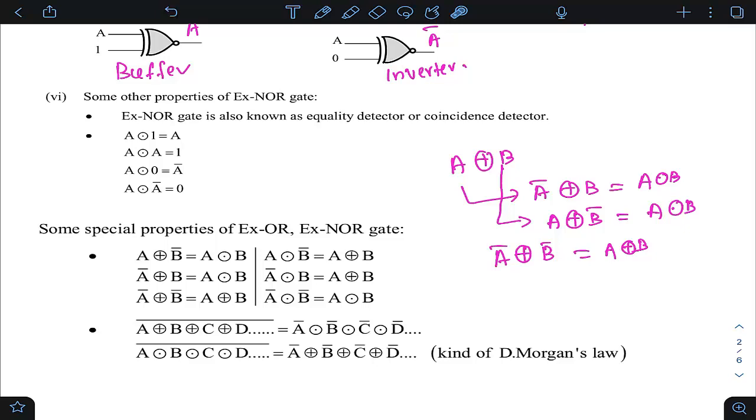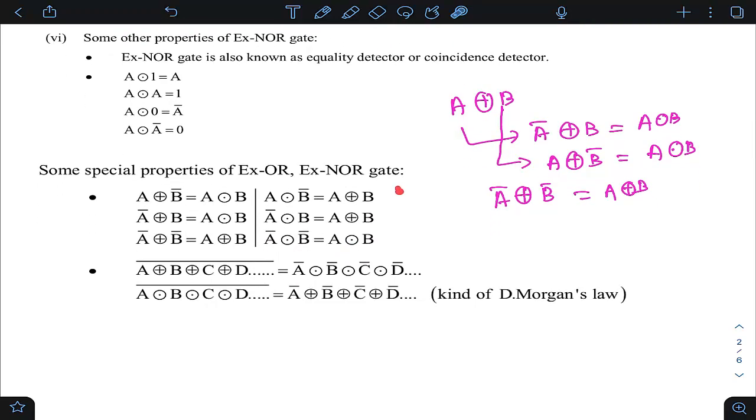Same story is applicable for XNOR also. So these things are written here. A XOR B bar is equivalent to A XNOR B. A bar XOR B is equivalent to A XNOR B. But A bar XOR B bar is equivalent to A XOR B. Same thing here. A XNOR B bar is A XOR B. So if you have A XNOR B and you complement one of the variables, XNOR becomes XOR. So A XNOR B bar is A XOR B, or A bar XNOR B is A XOR B. But when you complement both of the variables, it is the same XNOR only, A XNOR B. Okay, I'll show you using this property how beautifully we can solve certain questions.